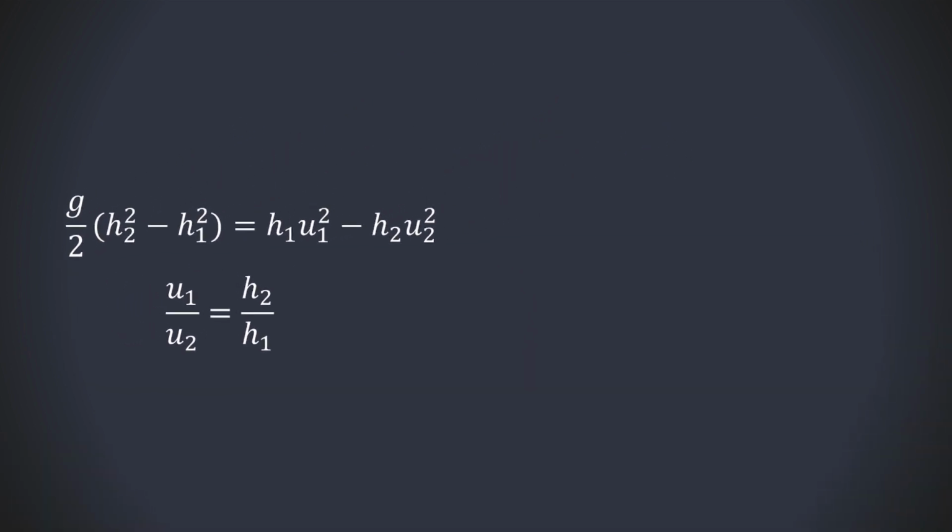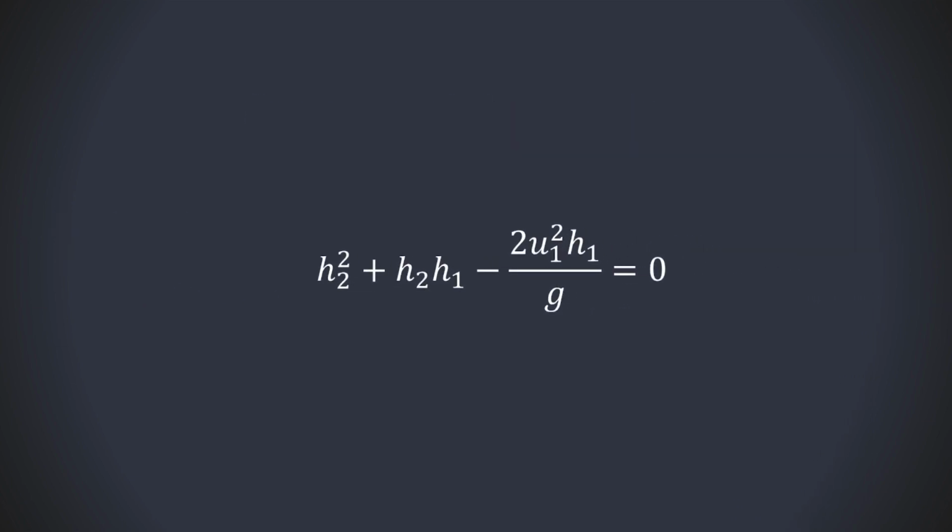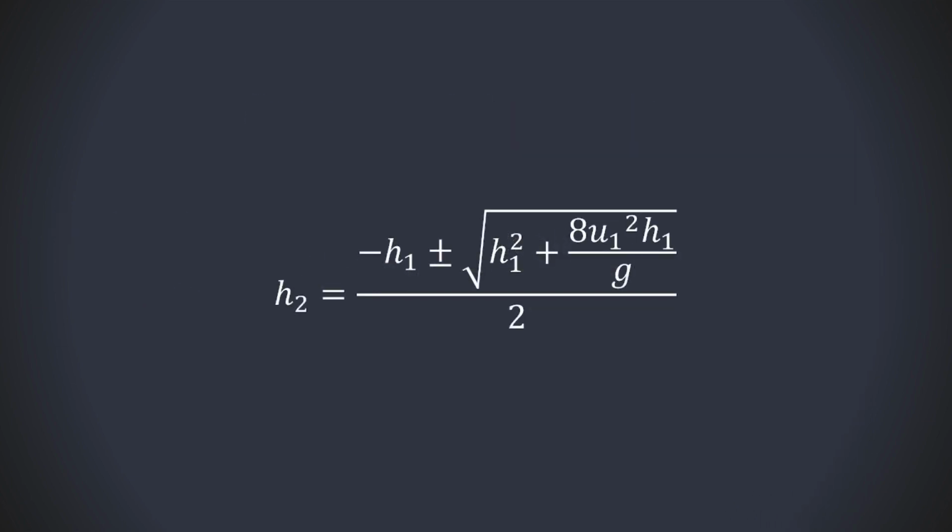When combining these equations, we obtain a quadratic expression for the final height, which we then solved, ignoring the negative non-physical solution.